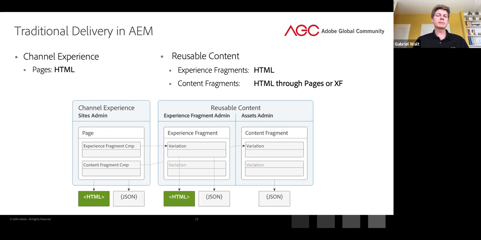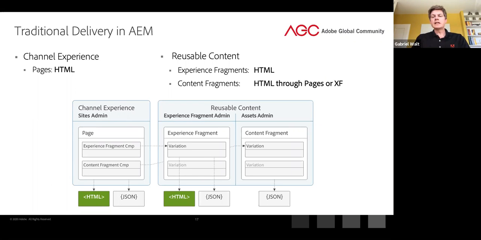The HTML output here on the page and on the experience fragment are really done the same way. The experience fragment is actually a page. So each variation of an experience fragment is a page. And so there is nothing special you need to do to get the HTML rendition. If you just need an HTML snippet from an experience fragment, you could go and get that. That is working the same way as on a page if you would get that HTML output from the page.